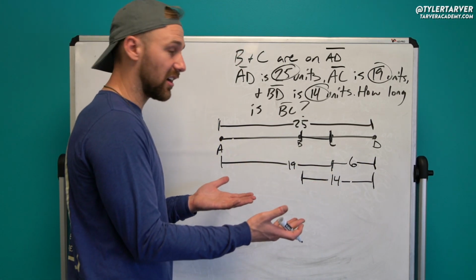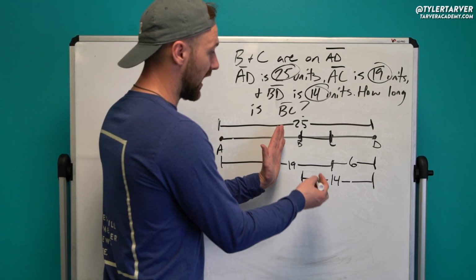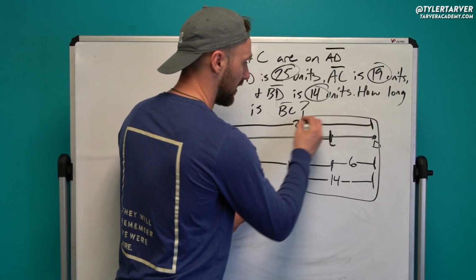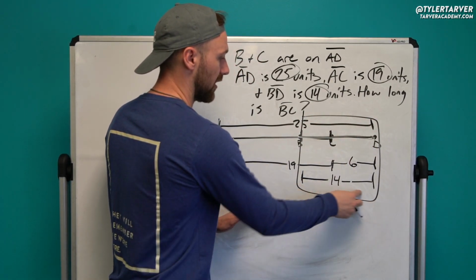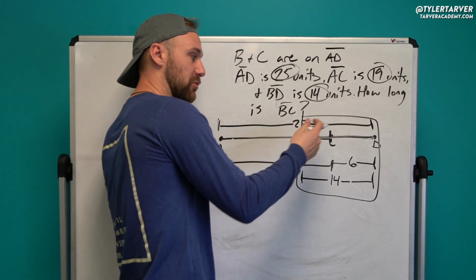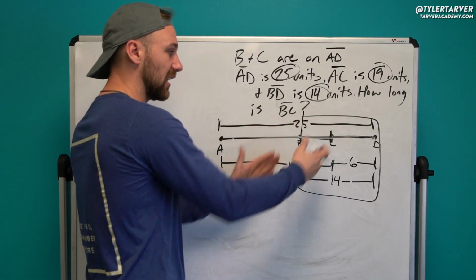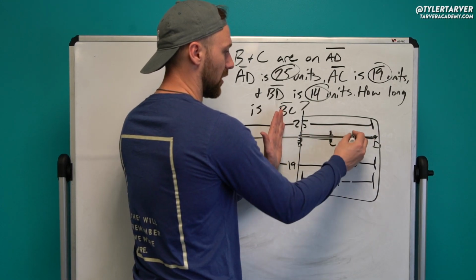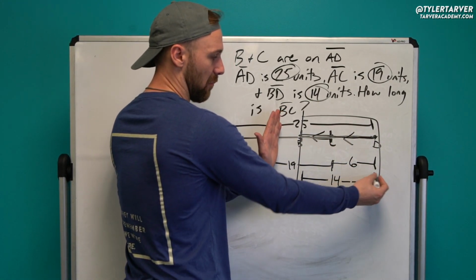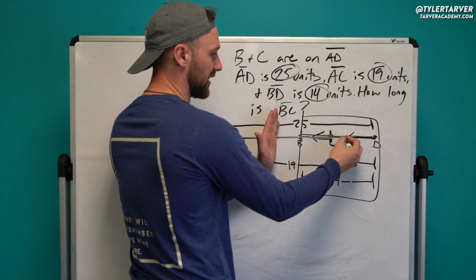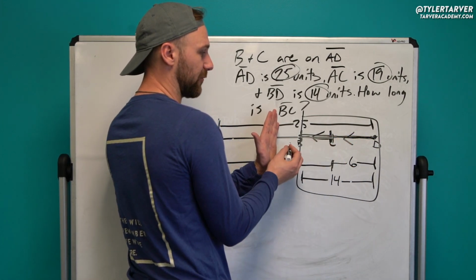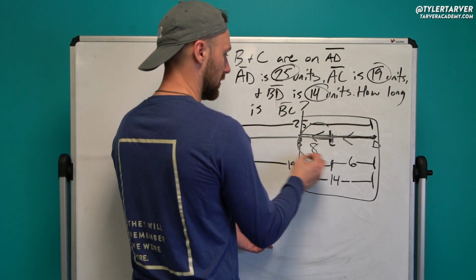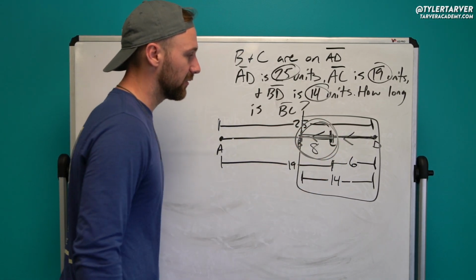Now, do I have enough to solve this? Almost. I know that from here to here is 14, right? This little guy right here. I can do the same thing I just did. It's like I'm chopping down pieces of this until I'm only left with what I want. So that's 14 if I'm going this way. I've marked out 6 of it. So once I get to 6, what's left to get to 14? 14 minus 6 is 8. That's the length of BC. And we found our answer.